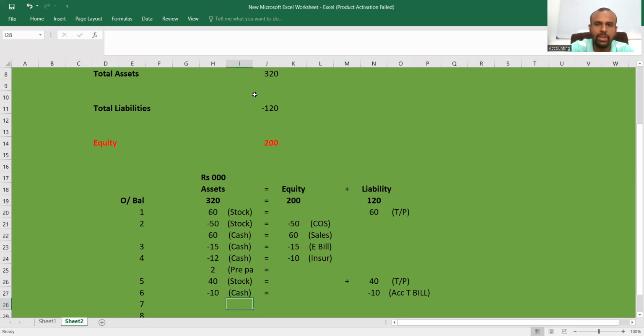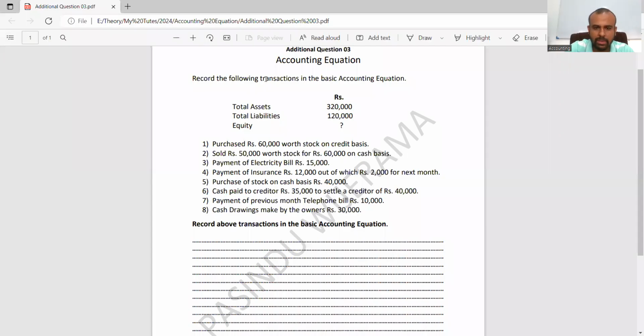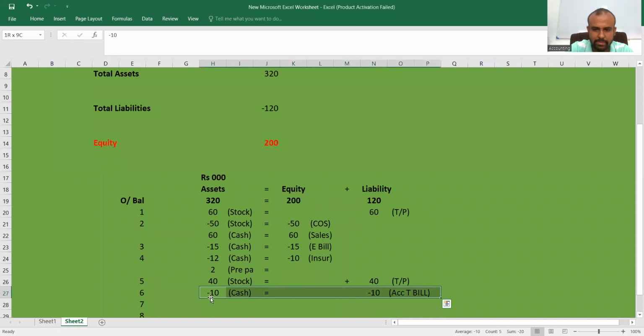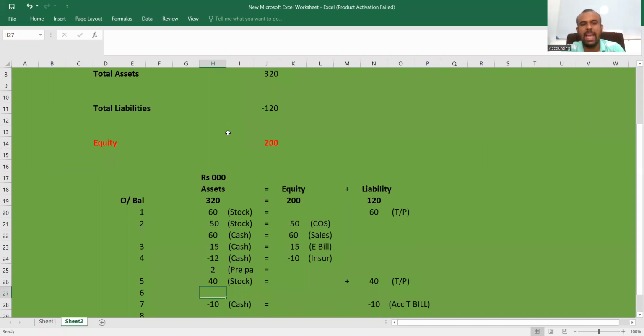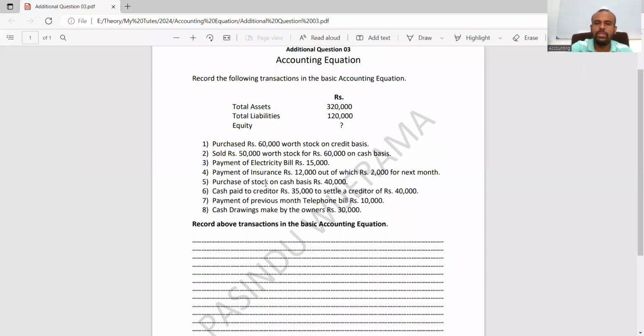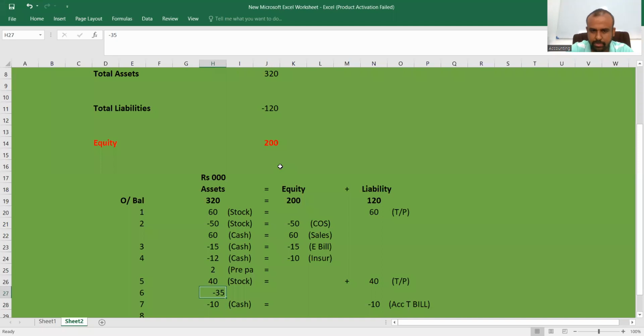Right. Moving to the next one. Question number 7. Payment of the previous month electricity bill 10,000. We have not done transaction number 6 yet. This is transaction number 7. Let me do transaction number 6 first. What is transaction number 6? It says cash paid to creditor 35,000 to settle a creditor balance of 40,000. We paid 35,000 in cash. So your cash balance reduces by 35,000.